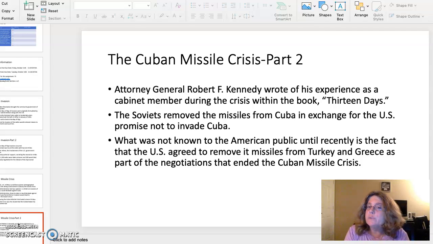The Soviets removed the missiles from Cuba in exchange for the U.S. promise not to invade Cuba. What was not known to the American public until recently is the fact that the U.S. had agreed to remove its missiles from Turkey and Greece as part of the negotiations of the Cuban Missile Crisis. When kids growing up during the Cold War were taught, darn it, we stared down the Soviets and they blinked and they removed their missiles from Cuba. Well, not exactly that cut and dry. We had also agreed to remove our missiles from Turkey and Greece.